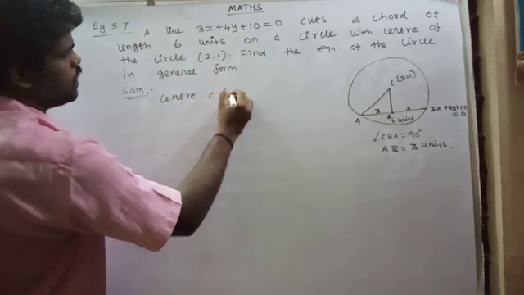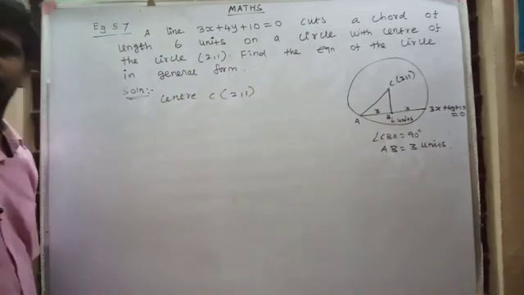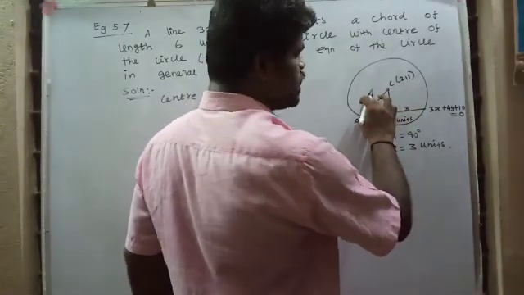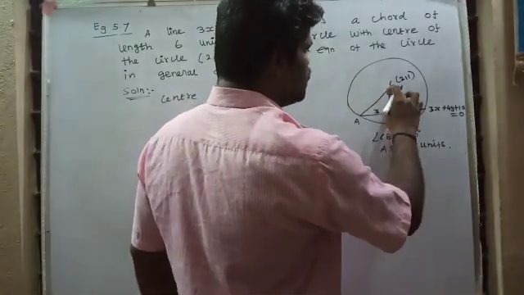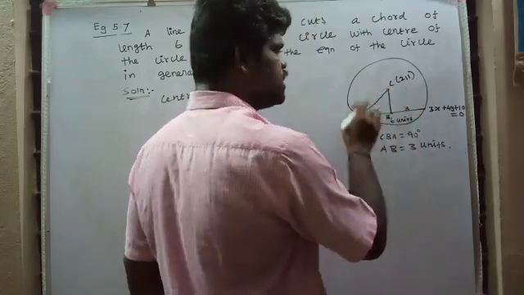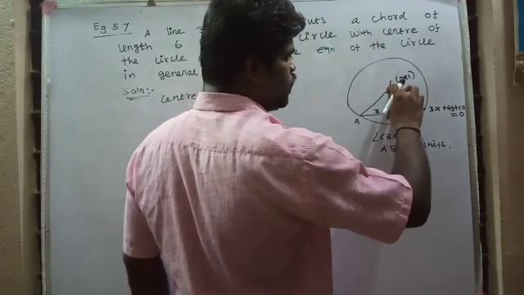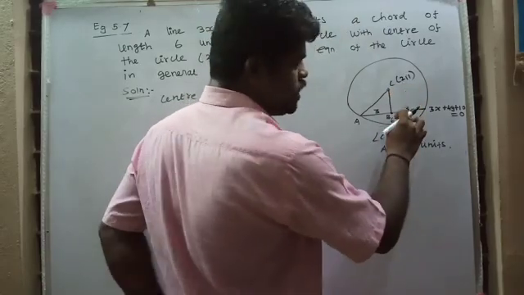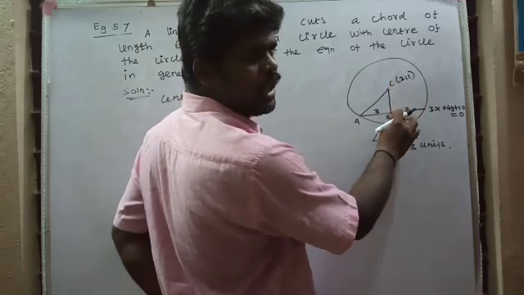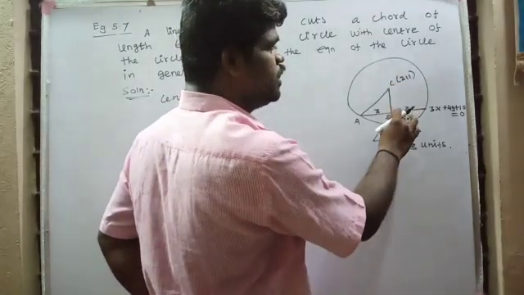Center C is (2, 1), and we want to find the distance. This distance is very important: CB and CA. First of all, we want to find CB. CB is the distance between one point and one line.